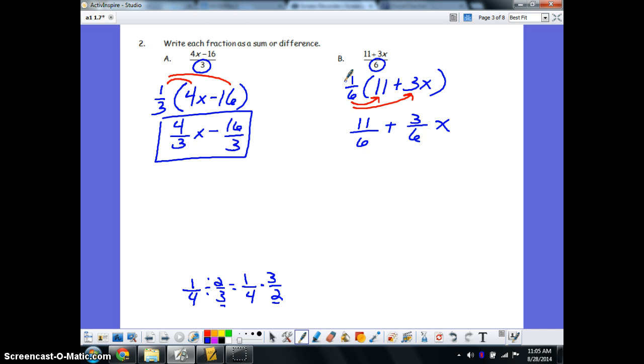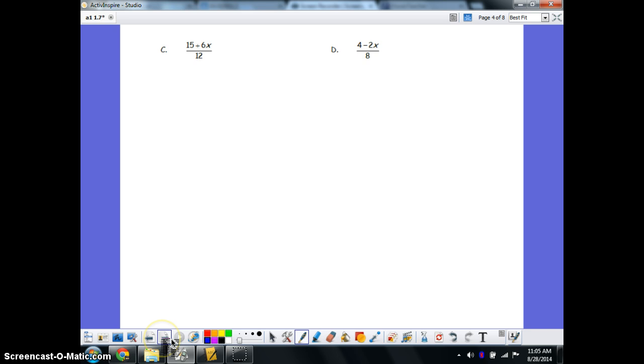And then we check to see if either of these fractions can be reduced. There is no common factor of 11 and 6 other than 1. However, with the 3/6, there is a common factor of 3 and 6. It is 3. So when we divide the 3 by 3, we get 1. When we divide 6 by 3, we get 2. So that becomes 1/2 x in simplified form. There are a couple more of these examples. We will do those the same way, applying the distributive property.